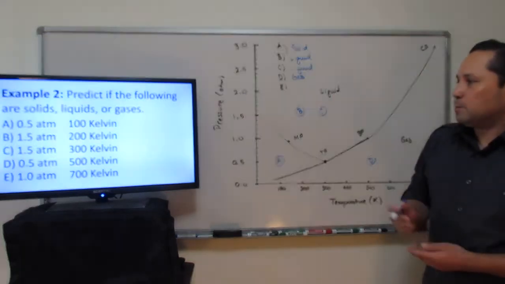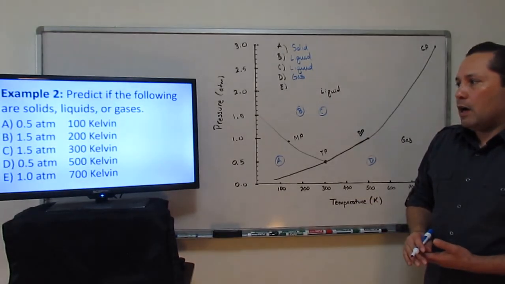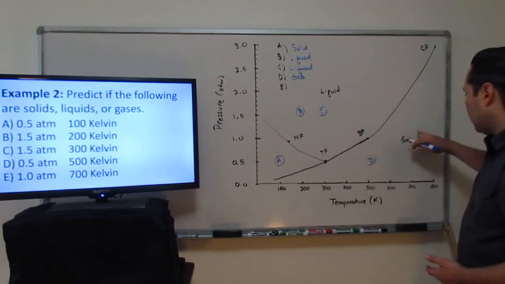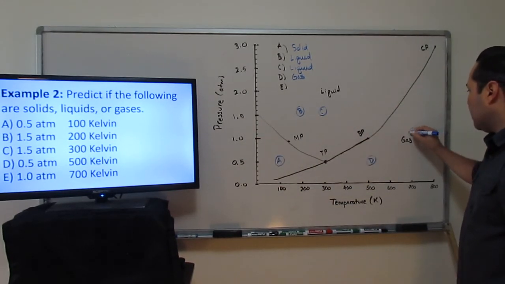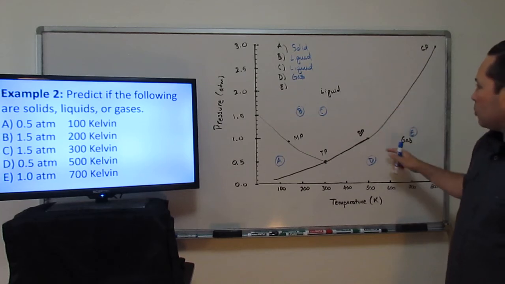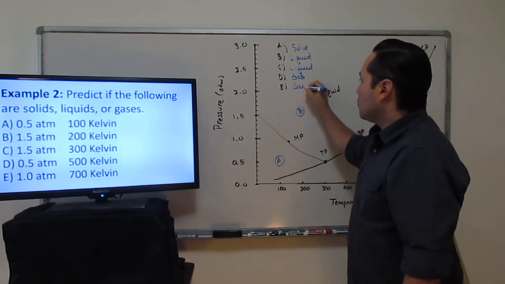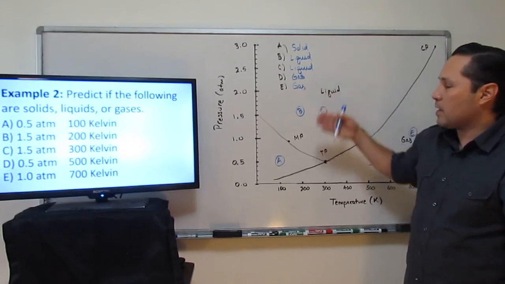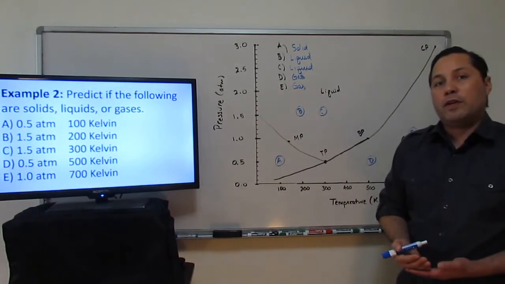And finally, point E is at 1 atm and 700 Kelvin. So here's 1 atm and 700 Kelvin, which is right around here. So point E is in this vicinity, and that is also in the gas phase. So the answers from A through E are solid, liquid, liquid, gas, gas. And that's where they are on the phase diagram.